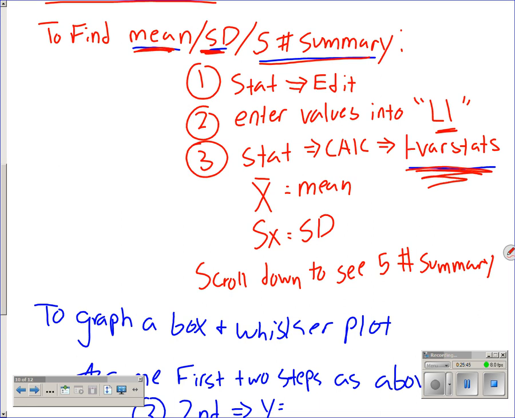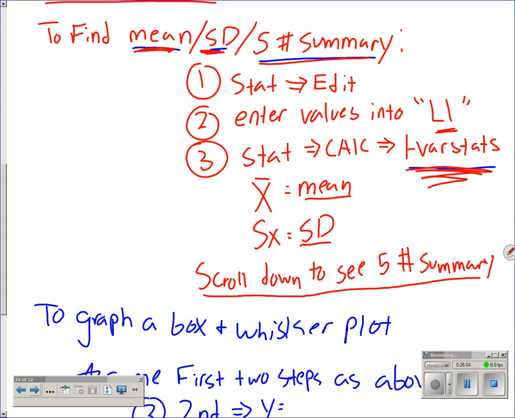The X bar is going to be your mean. This little symbol Sx is going to represent standard deviation. And if you scroll down, you'll see the 5-number summary. That's just an important menu to show you that information so you don't have to actually do it yourself. Okay? So we're going to do everything in red here first, and then we'll do a box and whisker plot.